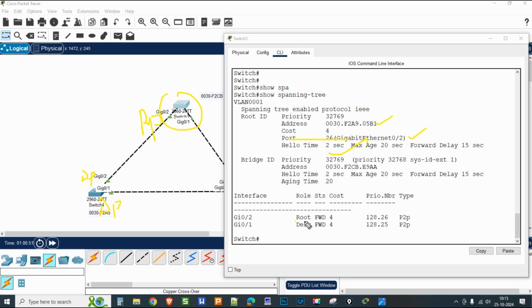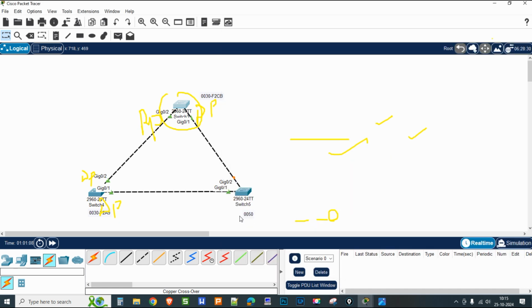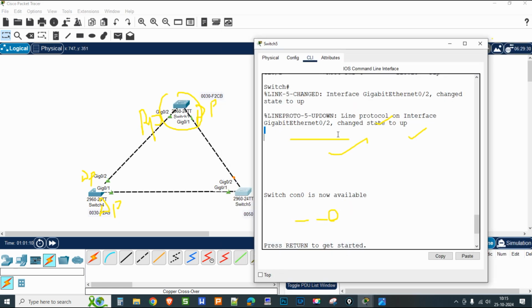Here you can see the root. It is forwarding the frame. The cost of the path is 4. Likewise, this one is the designated port. Then the last switch.